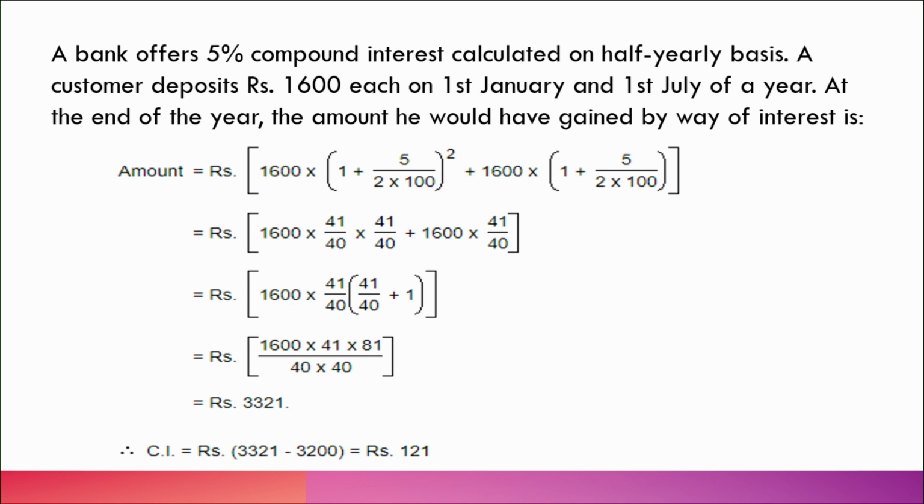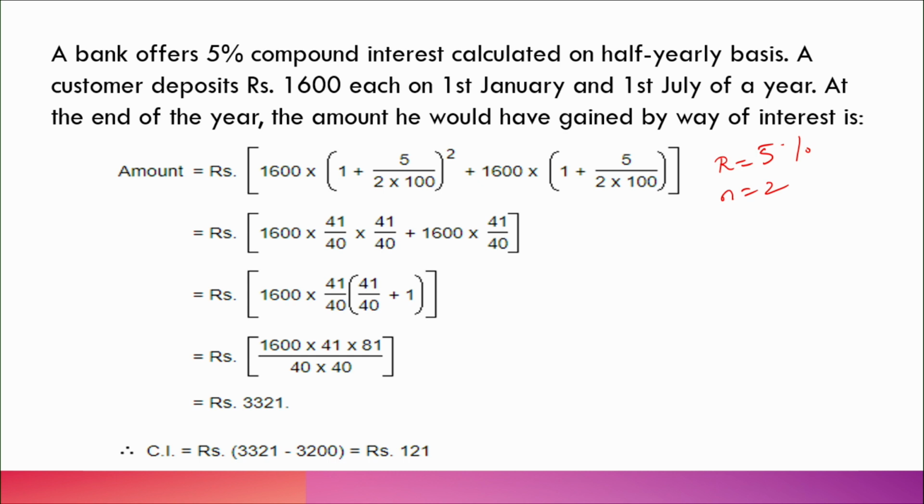So, 5% compound interest means the interest rate R is given as 5%, correct. And half yearly basis means for a year you will get 2 terms. So, that is the reason for every year n equal to 2, because for a year there are 2 half years.